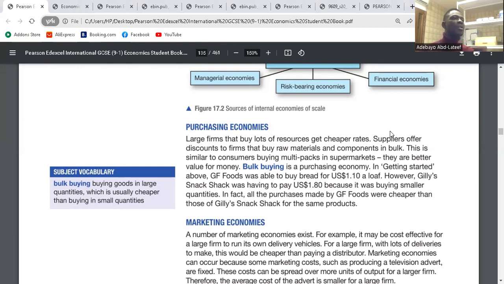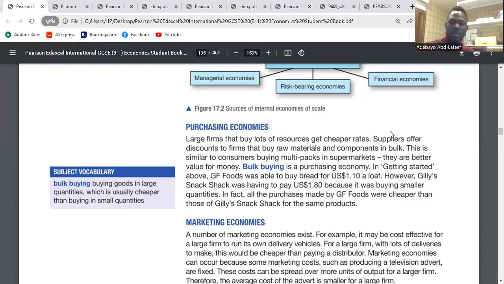So for purchasing economies of scale, it means you are enjoying a cost advantage based on the fact that you are buying in bulk. You're buying large quantities. So large quantities will warrant you to have discounts. Suppliers give discounts to those businesses that buy large quantities. The discount you receive becomes a reduction in the price of the product. So your cost of production would fall based on the fact that you received the discount. Do you understand purchasing economies of scale here? A cost advantage as a result of buying in bulk.